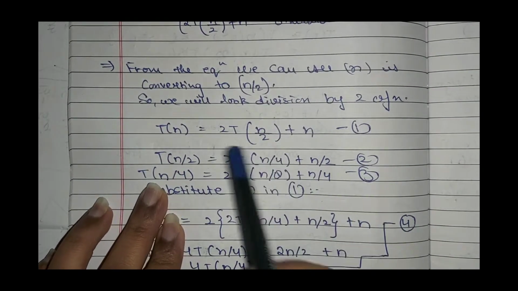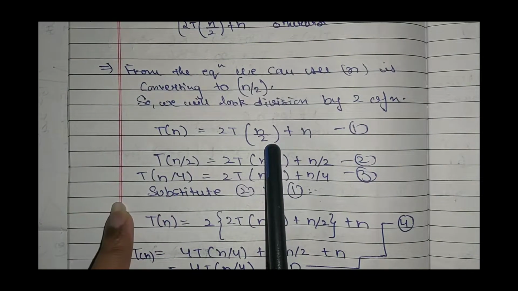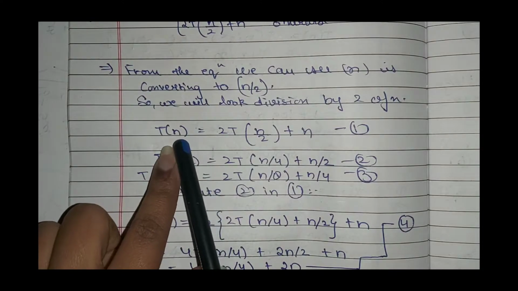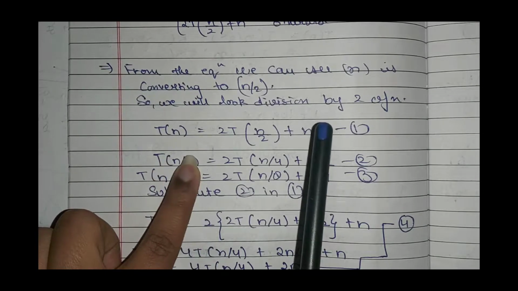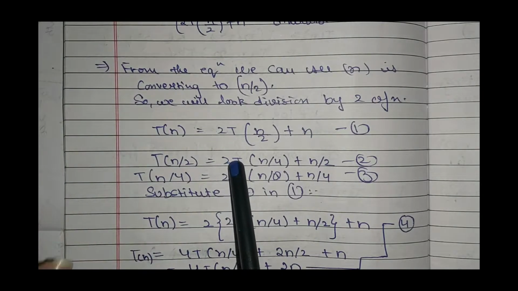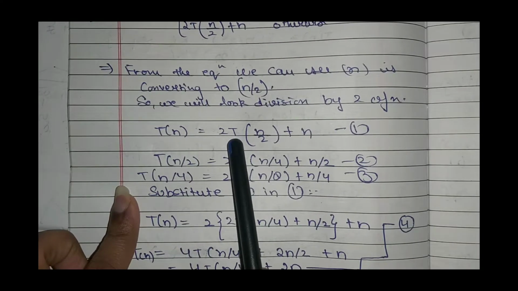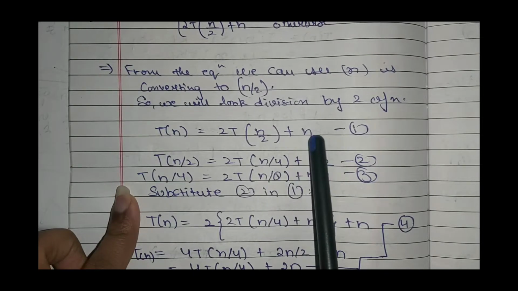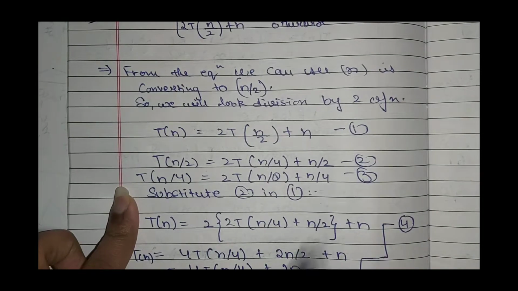Now, as our n is converting into n by 2, we'll find the function of n by 2. We'll place n by 2 in every place of n. So our n becomes n by 2, the 2T will be similar, n by 2 becomes n by 4, and this n becomes n by 2, so n by 2 is here. So this is our second equation, right?